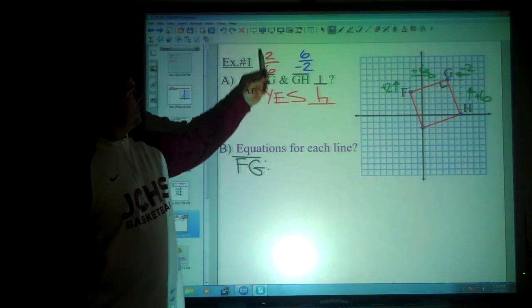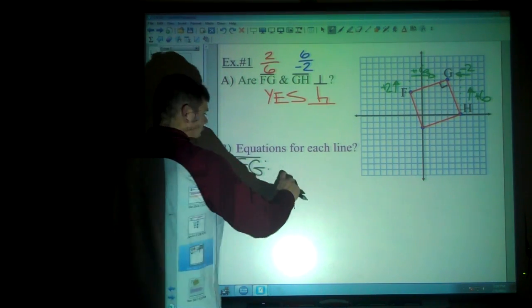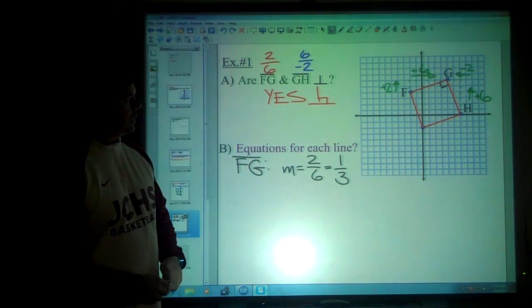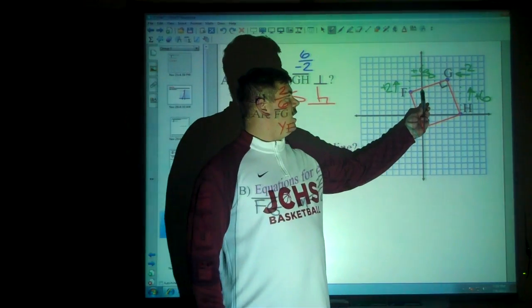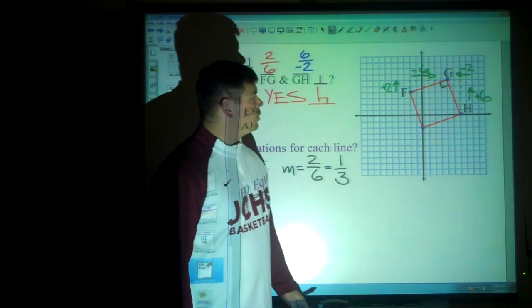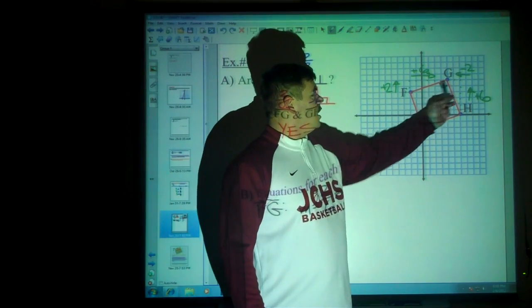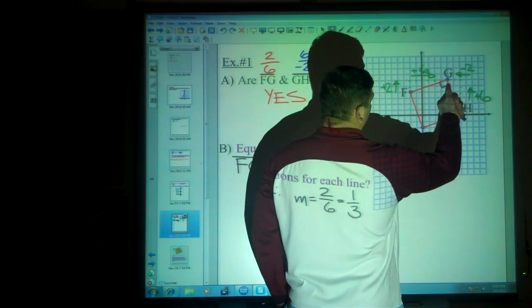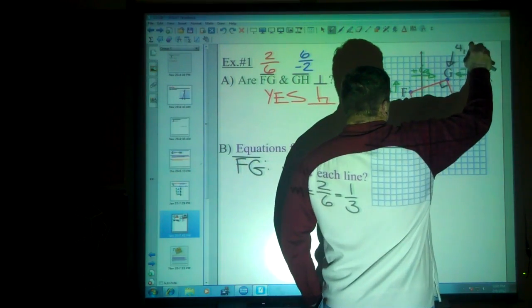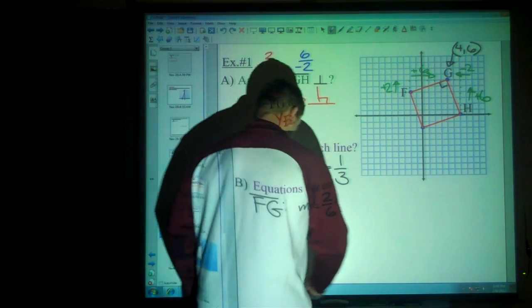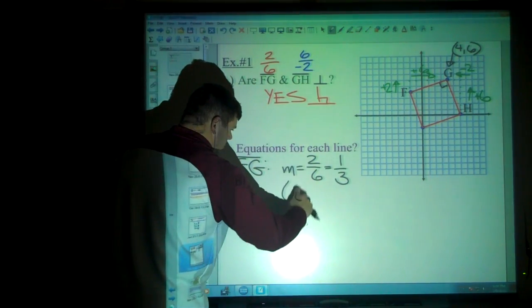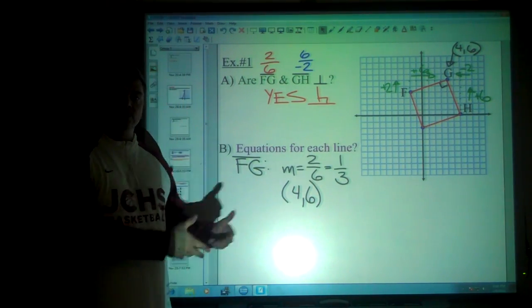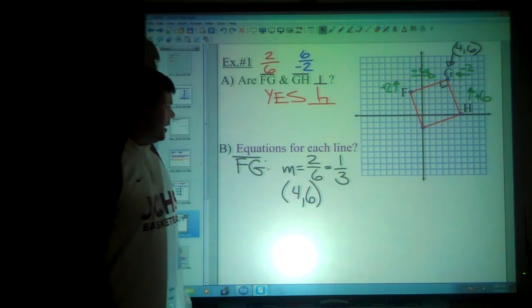We already know its slope is 2 over 6, which, by the way, simplifies down to 1/3. So we can use either one of those forms if we'd like. It's very difficult to look at the graph and say, oh, that's the y-intercept. But we do have a couple coordinates. This coordinate right here is on F to G, and it goes over 1, 2, 3, 4, 1, 2, 3, 4, 5, 6. So that's actually the coordinate 4, 6. So I can use this information, my slope and a point. I can substitute it in and I can find the exact value of the y-intercept.